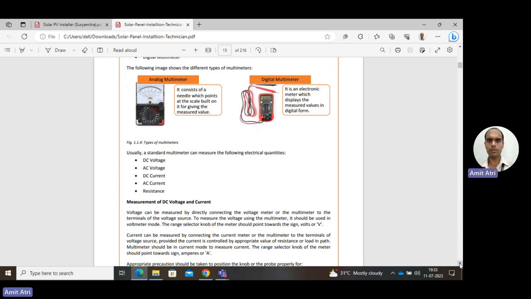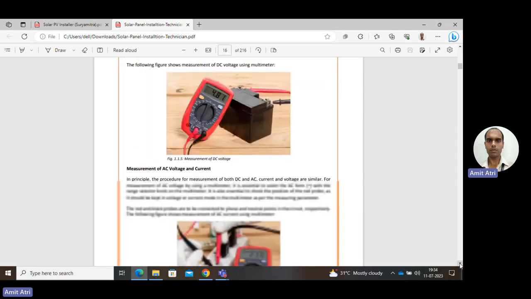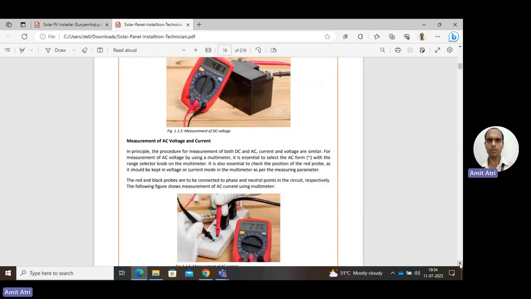Then switch the knob. The knob is in the center of the multimeter. Switch it to the related quantity. If you want to measure the voltage, take the knob to the voltage. Put the wires across the two points where we want to measure the voltage, and in the display we will get the voltage. Similarly, if we want to measure the resistance.